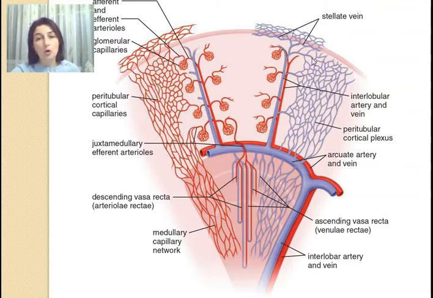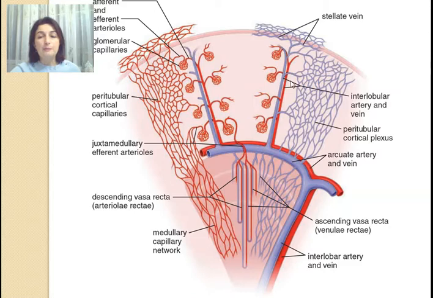Then from the peritubular network, the blood gradually becomes venous blood, and the venous blood via these venules will flow toward the interlobular venules. And so the blood will be drained into the interlobular venules. The interlobular venules flow into the arcuate veins that continue into the interlobar veins, and interlobar veins together will join each other and form the renal veins, which carry blood out from the organ into the inferior vena cava.